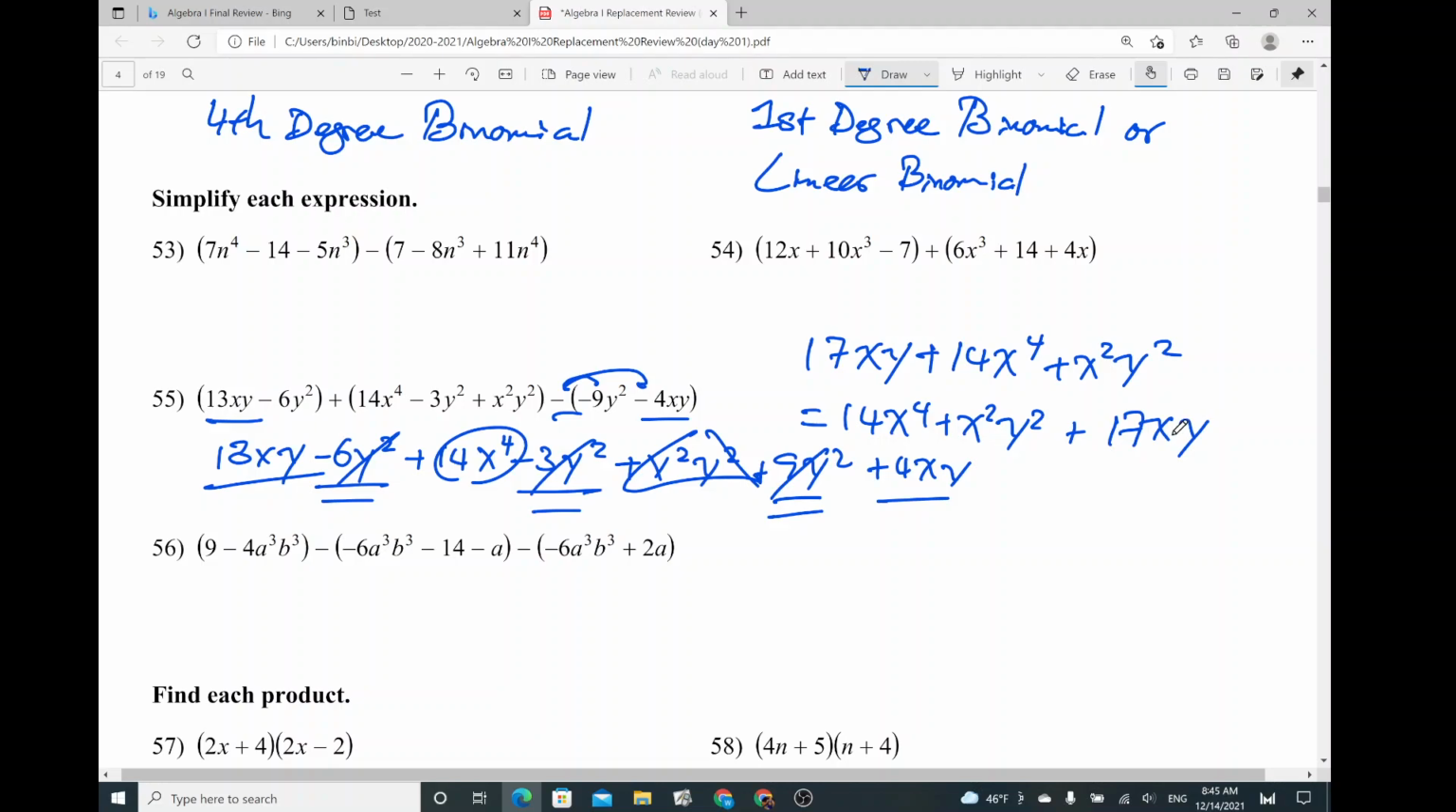Yes, certainly we can do that. Take out the greatest common factor. But normally, if that's simplifying, you want to put it into standard form. Standard form, that means it's from the greatest power to the least without factoring.